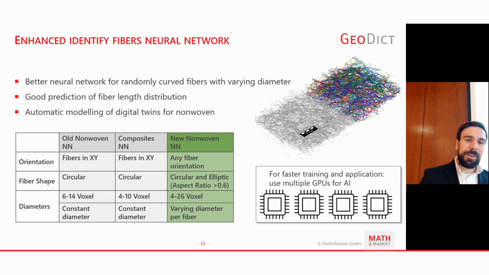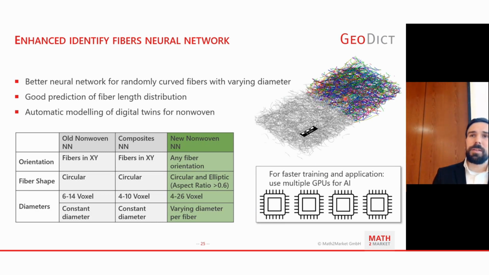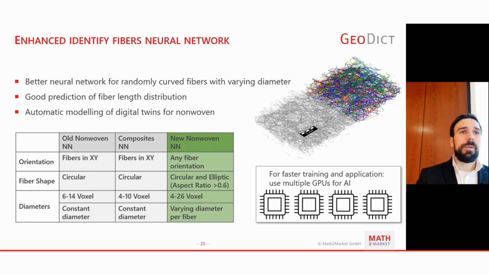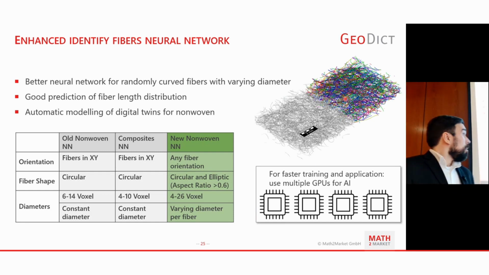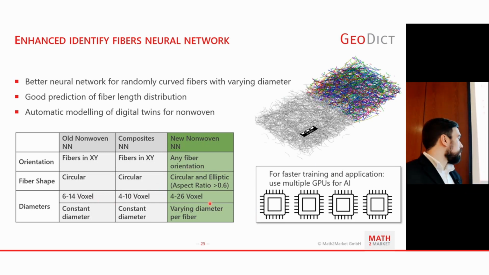It can now also work on elliptical fibers. Aspect ratio should be ideally somewhere above 0.6. And also the fibers that are fitted will still be circular. We don't have added support yet to create a model of elliptical fibers, but that is something we could do if someone is interested in this. We also increased the range of voxel diameters that is supported from back then 6 to 14 to 4 to 26.